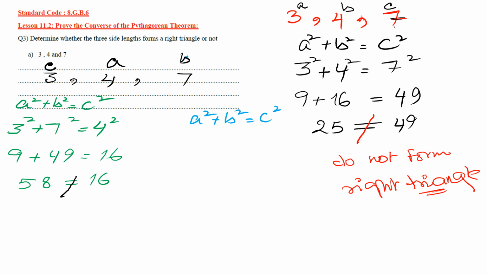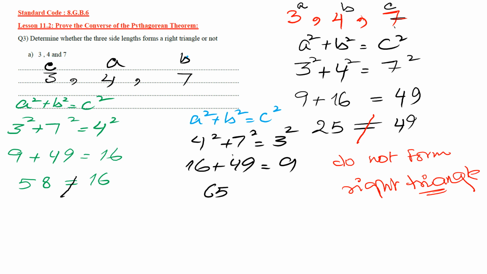Okay, so A is 4 square, B is 7 square, and C square is 3 square. So 4 square is 16, 7 square is 49, and 3 square is 9. 16 plus 49 gives us 65. Is 65 equal to 9? No, 65 is not equal to 9.